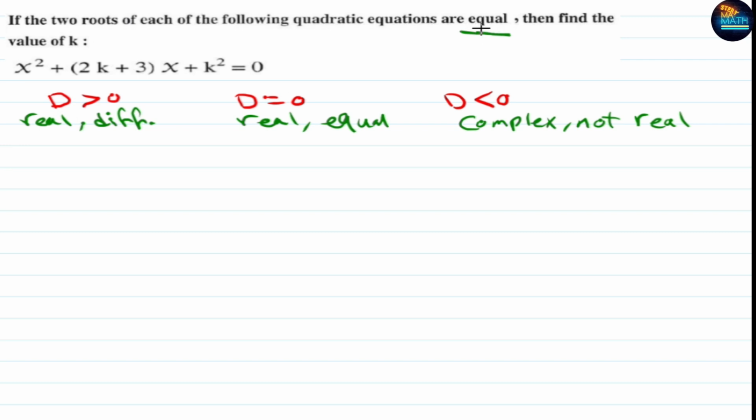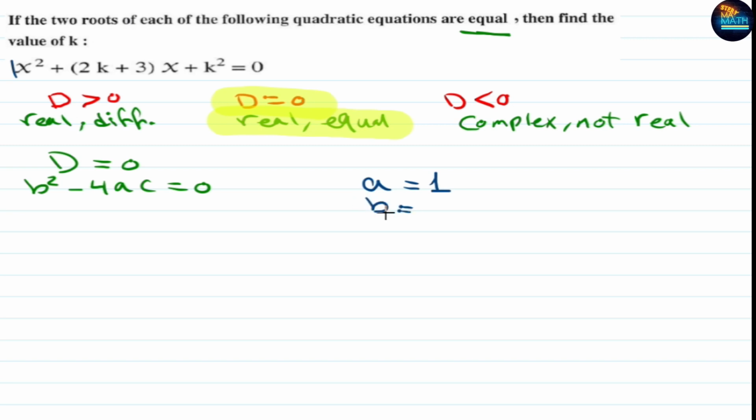Here he said that the roots are equal. Now here is the case. The discriminant is equal to 0 because they are real and equal. So the discriminant is equal to 0. That means b squared minus 4ac is equal to 0. But what are a, b, and c? Let's type a, which is the coefficient of x squared. Now here, the coefficient of x squared is equal to 1, so a is equal to 1.